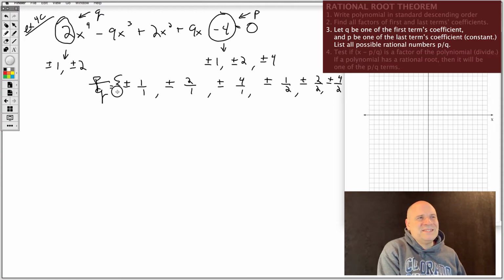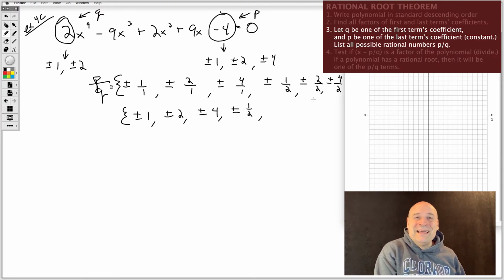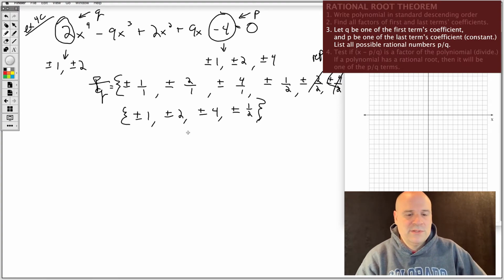Okay, so let's just simplify this. Well, this is just positive or negative 1, and then this is positive or negative 2, positive or negative 4, and then positive or negative 1/2. And then this is another positive or negative 1, so this is a repeat. And this is another positive or negative 2, so this is another repeat, okay? So we don't need to include those. So these are our possible solutions.